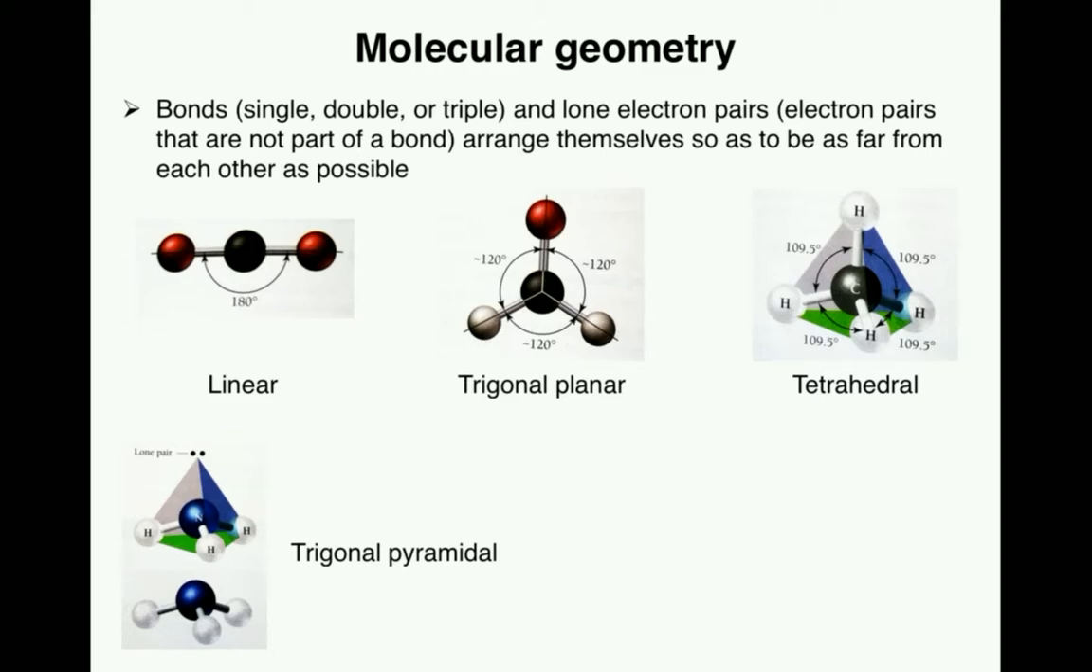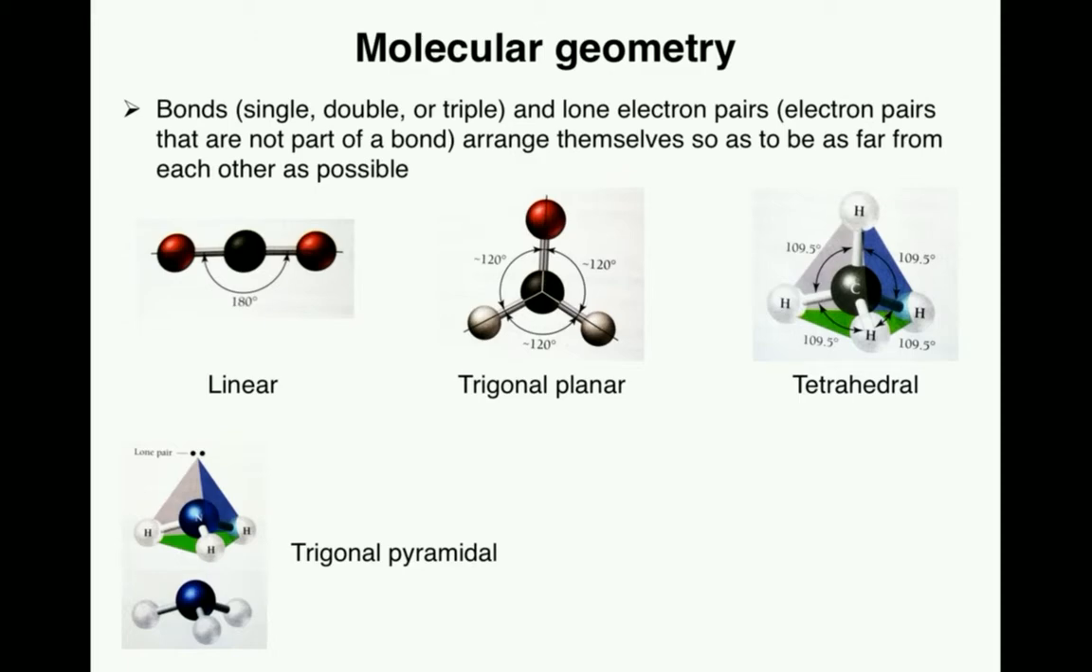Therefore, the three bonds are not in the same plane. The angles between them are 109.5 degrees, like in the tetrahedral geometry. But there is no fourth bond. Instead, there is a lone electron pair. This geometry is known as trigonal pyramidal. An example of a trigonal pyramidal molecule is ammonia, NH3.